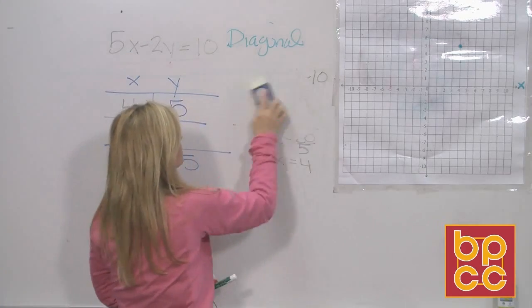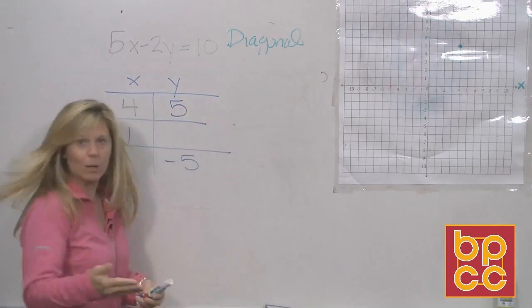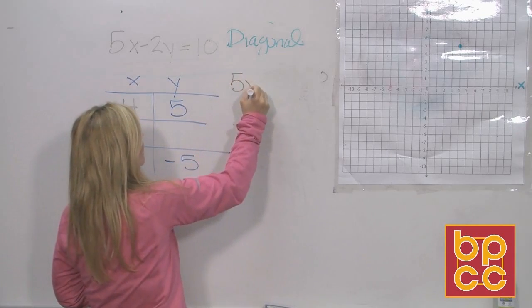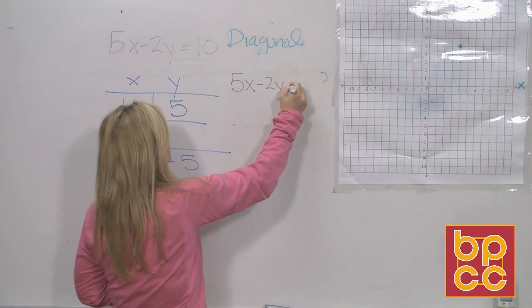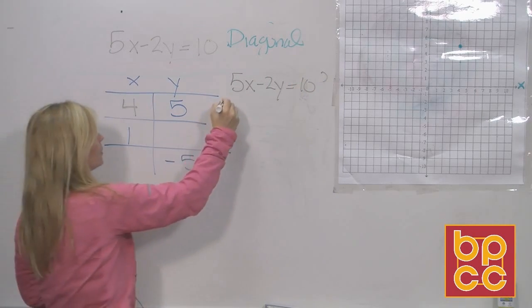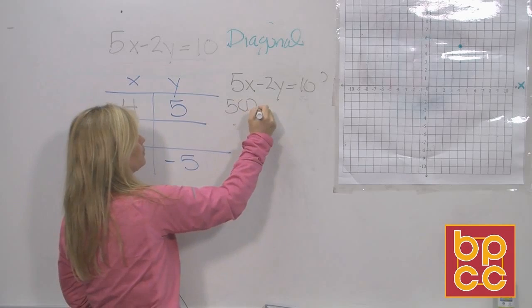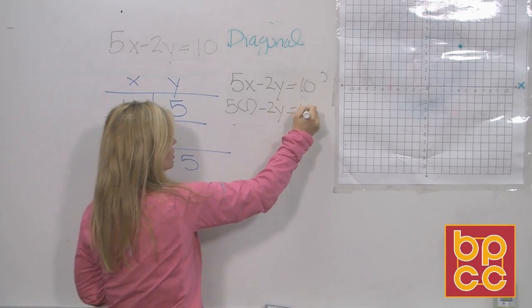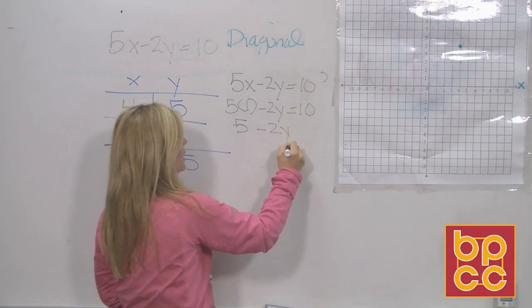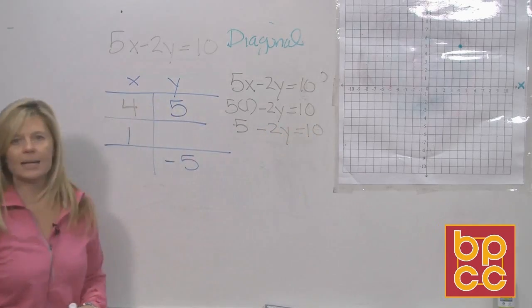So I'm using the same equation because that's what I want to draw a picture of. To write the same equation, 5x minus 2y equals 10. But now I'm going to substitute x as 1. So I'm going to write 5 times 1 minus 2y equals 10. I'm going to multiply: 5 minus 2y equals 10. And now I'm going to solve.